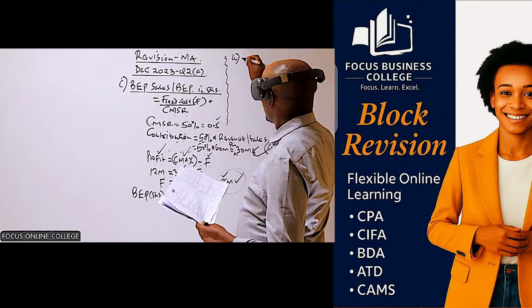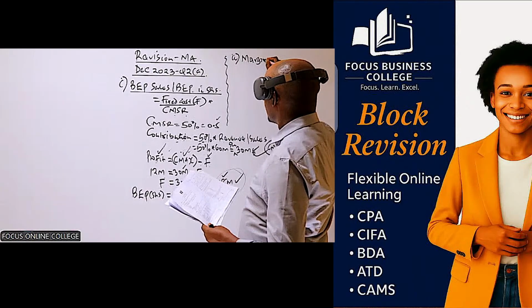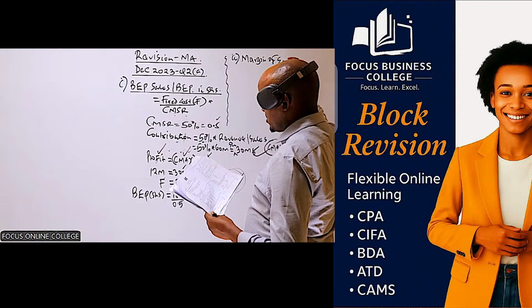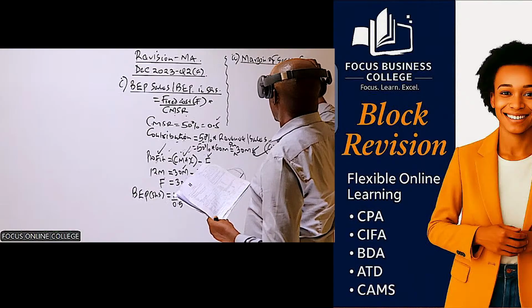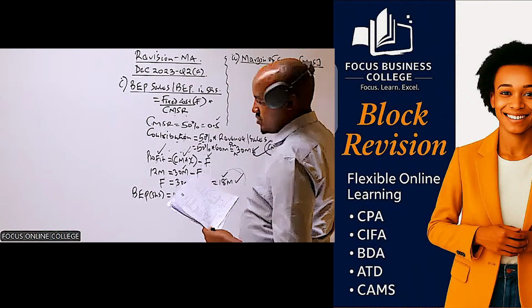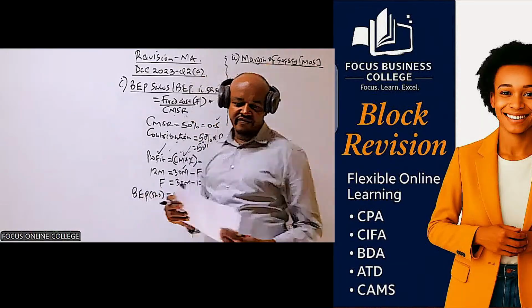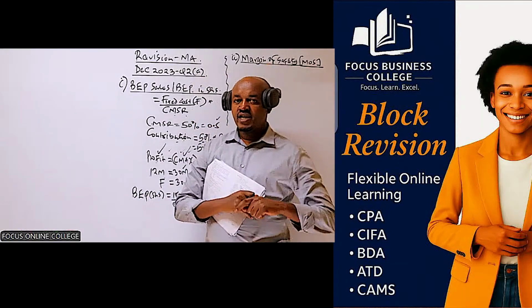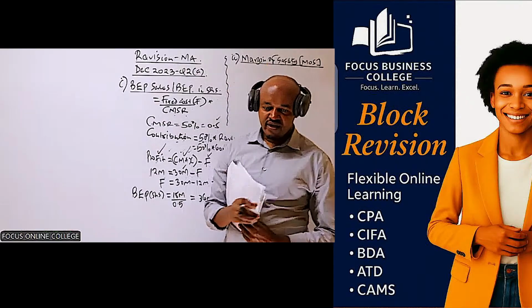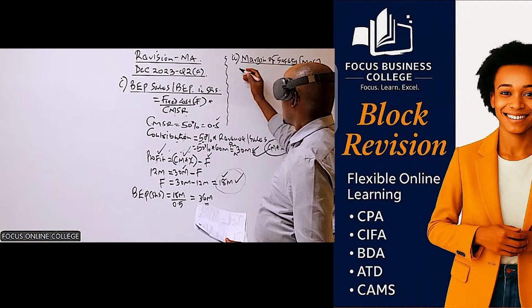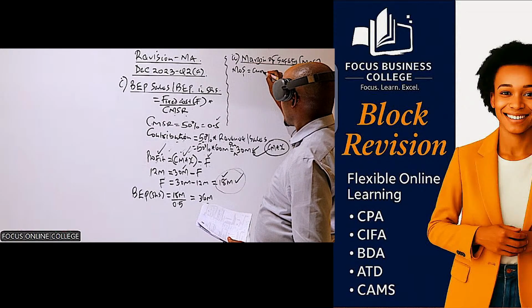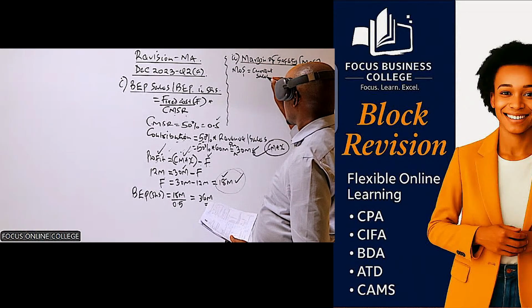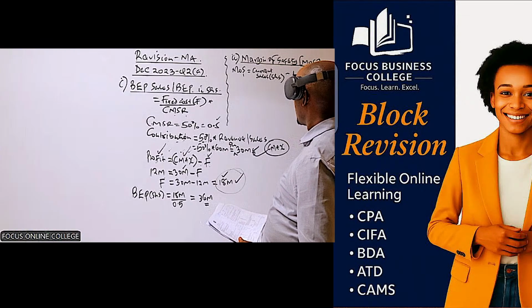What you're required to compute is the margin of safety, that is MOS. I hope you can recall that we compute the margin of safety as the difference between the current sales and the break-even point. So to compute the margin of safety, we take the current sales in shillings, and then less the break-even point in shillings.